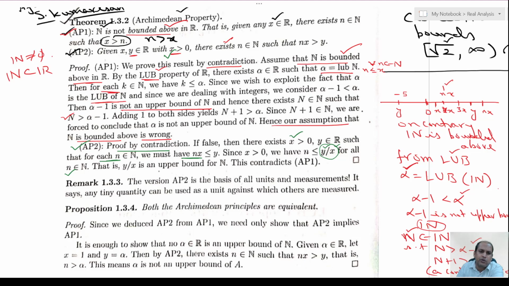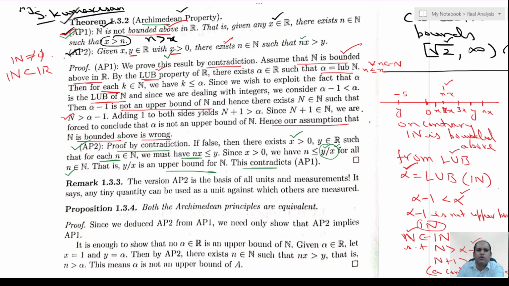This means the set of natural numbers is bounded above, which contradicts the first principle of the Archimedean property, that N is not bounded above in R. From this we are getting an upper bound. So, again we have a contradiction. This means that whatever x greater than 0 is given to us, y can be 0, y can be negative, y can be positive, there always exists at least one natural number n such that nx will exceed y. So, this is the proof of these two.